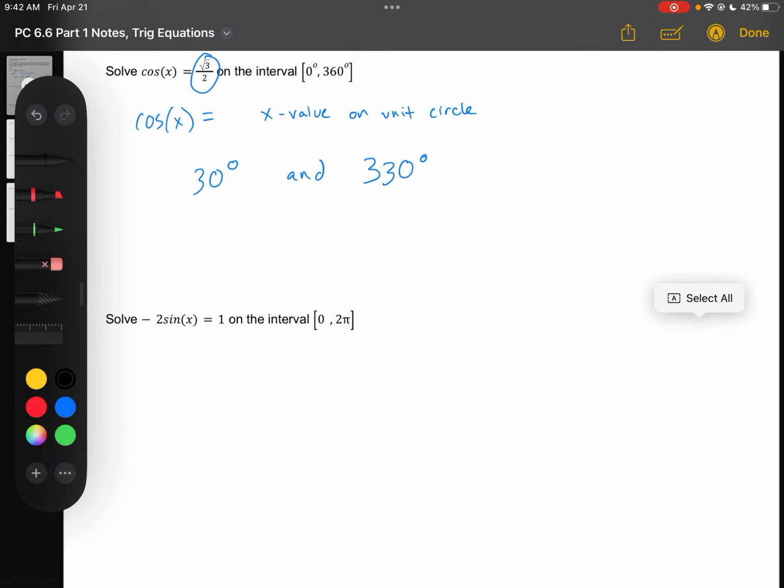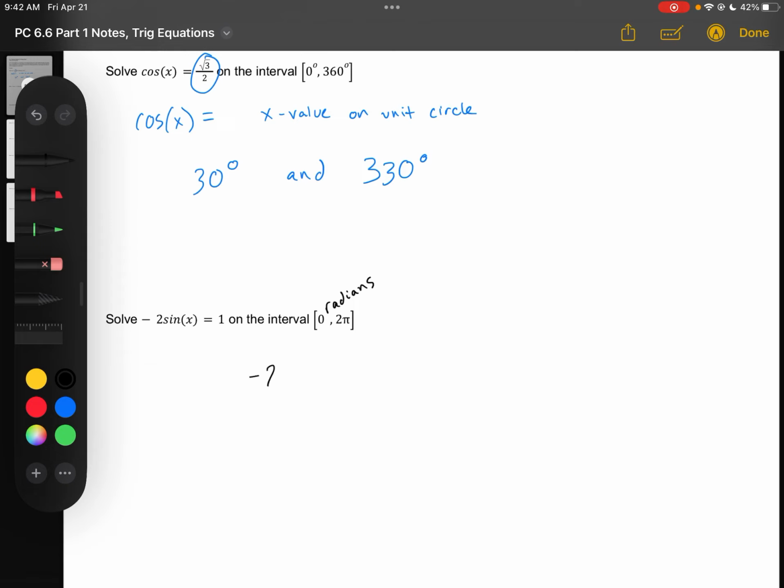For our question here, we're looking for when negative 2 times the sine of x equals 1 on the interval 0 to 2 pi. So this is in radians. And it's important to note 0 to 2 pi is the same thing as 0 to 360. 2 pi is a full rotation on the unit circle, so we're still just looking at a single rotation.